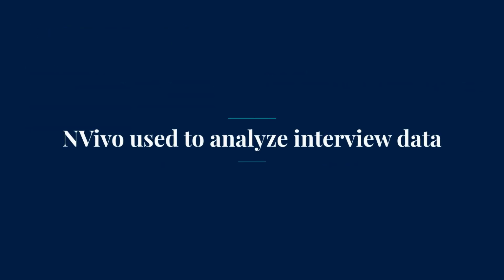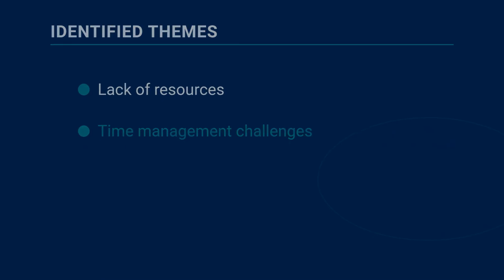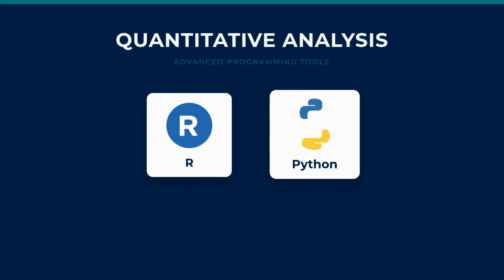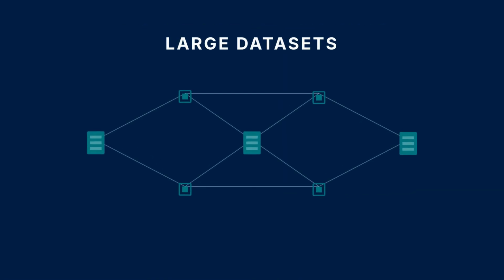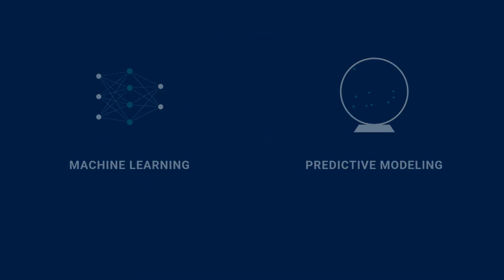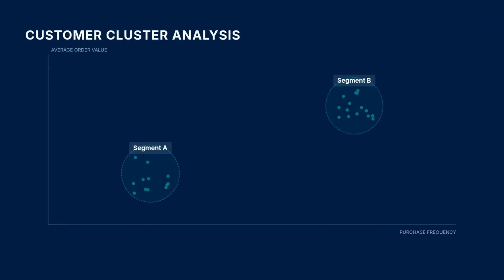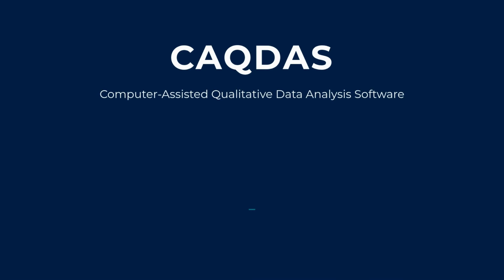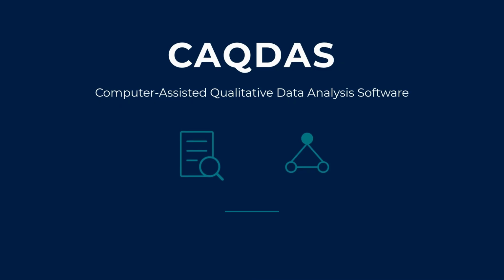For instance, NVivo was used to analyze interview data, and themes such as lack of resources and time management challenges were identified. Advanced tools for quantitative analysis include R and Python, which are programming languages capable of handling large data sets and performing complex analyses like machine learning or predictive modeling. For example, R was used to create visualizations and conduct a cluster analysis to group customers based on purchasing behavior. Similarly, qualitative researchers may use CAQDAS, computer-assisted qualitative data analysis software, for deeper insights.